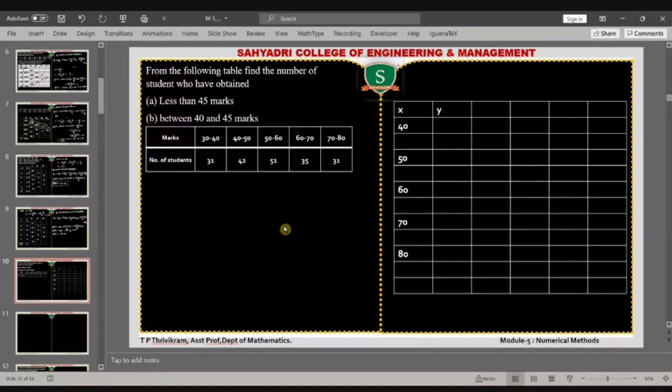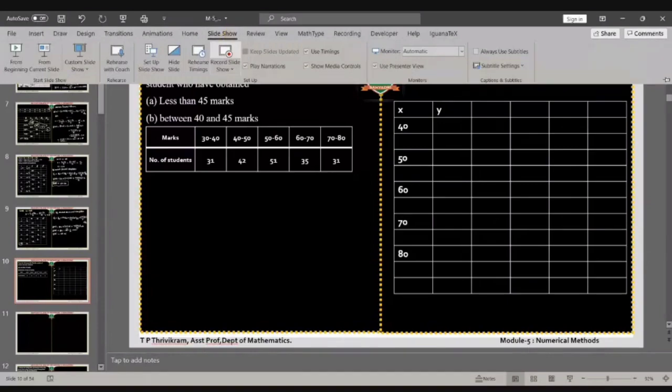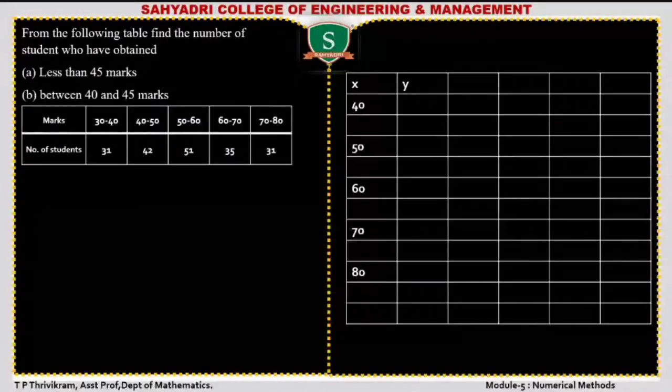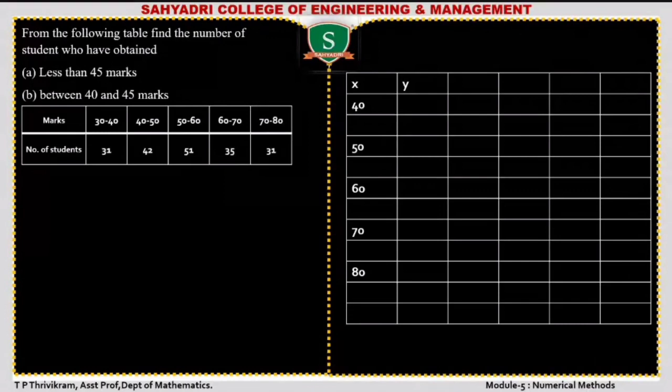I will rewrite the given data by taking end values. So 30 to 40 I don't want, I will take 40. So less than 40, how much we got, we will calculate. So less than 40 is obviously 31. So first we have to frame the data. So here I can write it as 31 as usual.